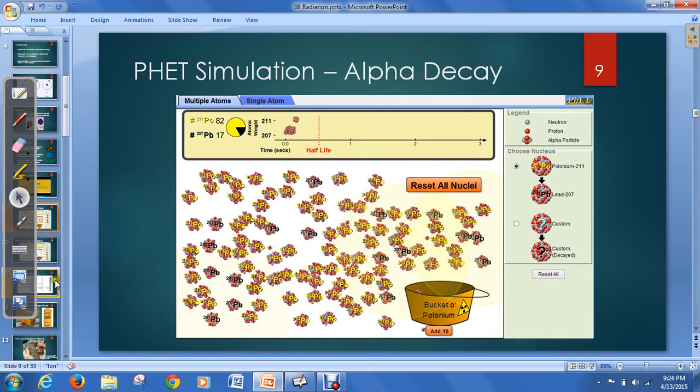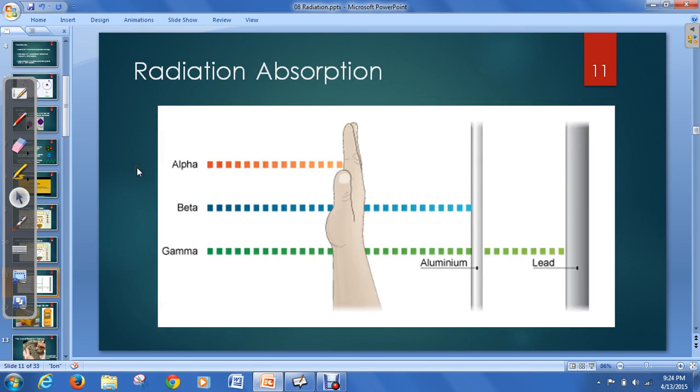Okay. Let's talk about radiation absorption. Okay, so we have these different types of radiation, and it can be kind of confusing sometimes when we hear about radiation on the news or in a report, and what type of radiation are they talking about? Are they talking about alpha? Are they talking about beta? Are they talking about gamma? Sometimes they state it, sometimes they don't. Okay, but let's look at how we can kind of tell which type of radiation they're talking about based on absorption.